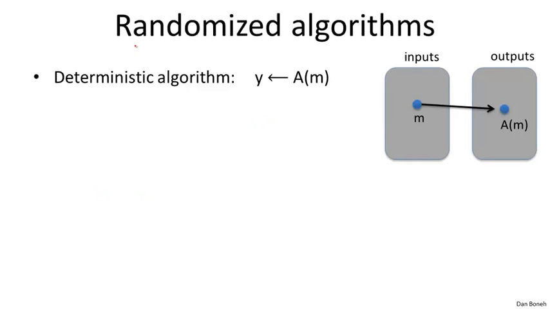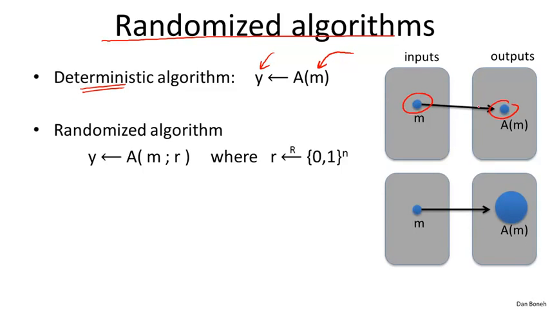The last concept I want to define in this segment is what's called a randomized algorithm. I'm sure you're all familiar with deterministic algorithms. These are algorithms that take a particular input data as input, and they always produce the same output, say y. So if we run the algorithm 100 times on the same input, we'll always get the same output. You can think of a deterministic algorithm as a function that, given a particular input data m, will always produce exactly the same output, A of m.